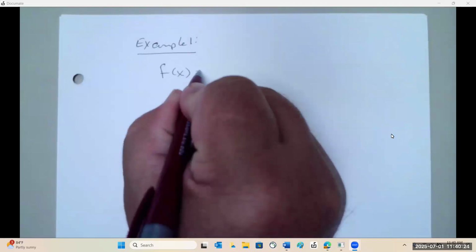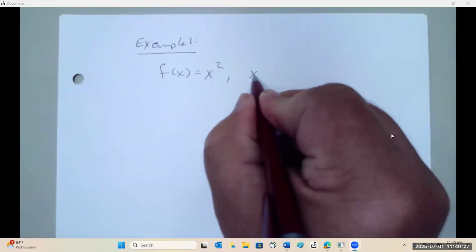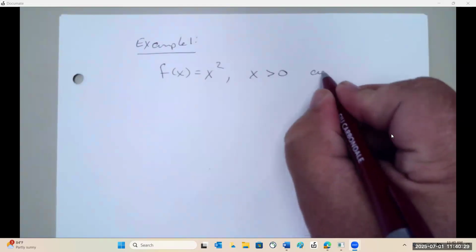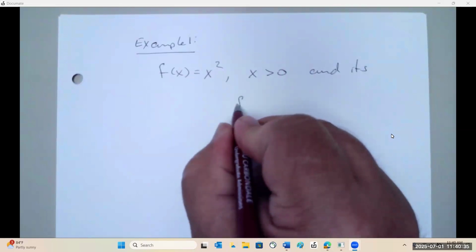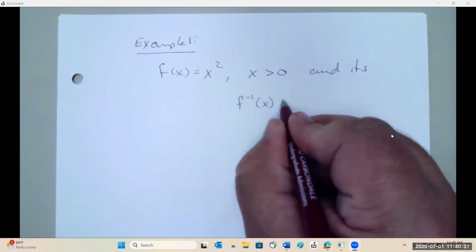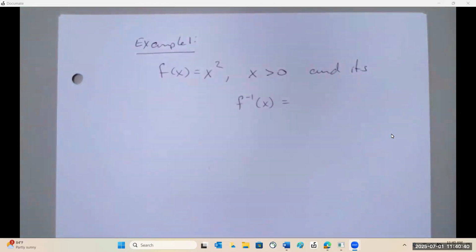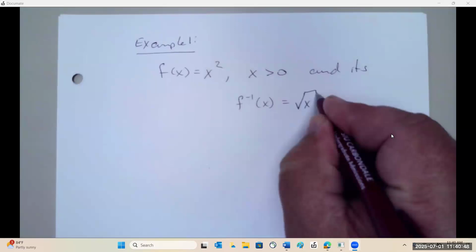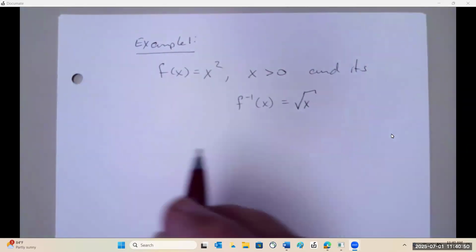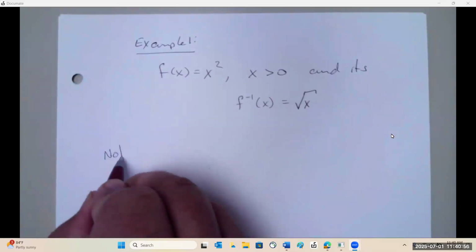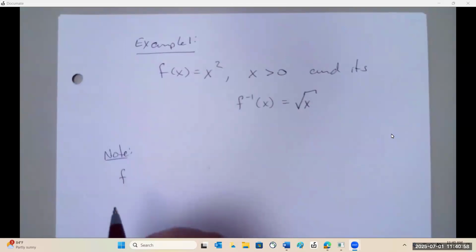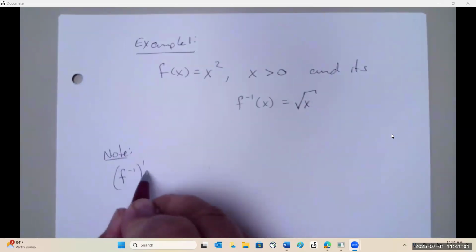Given the function f of x equals x squared, where x is greater than 0, and its inverse, what would its inverse be? Square root of x. So remember, the formula we just had, we're looking for the derivative of the inverse.